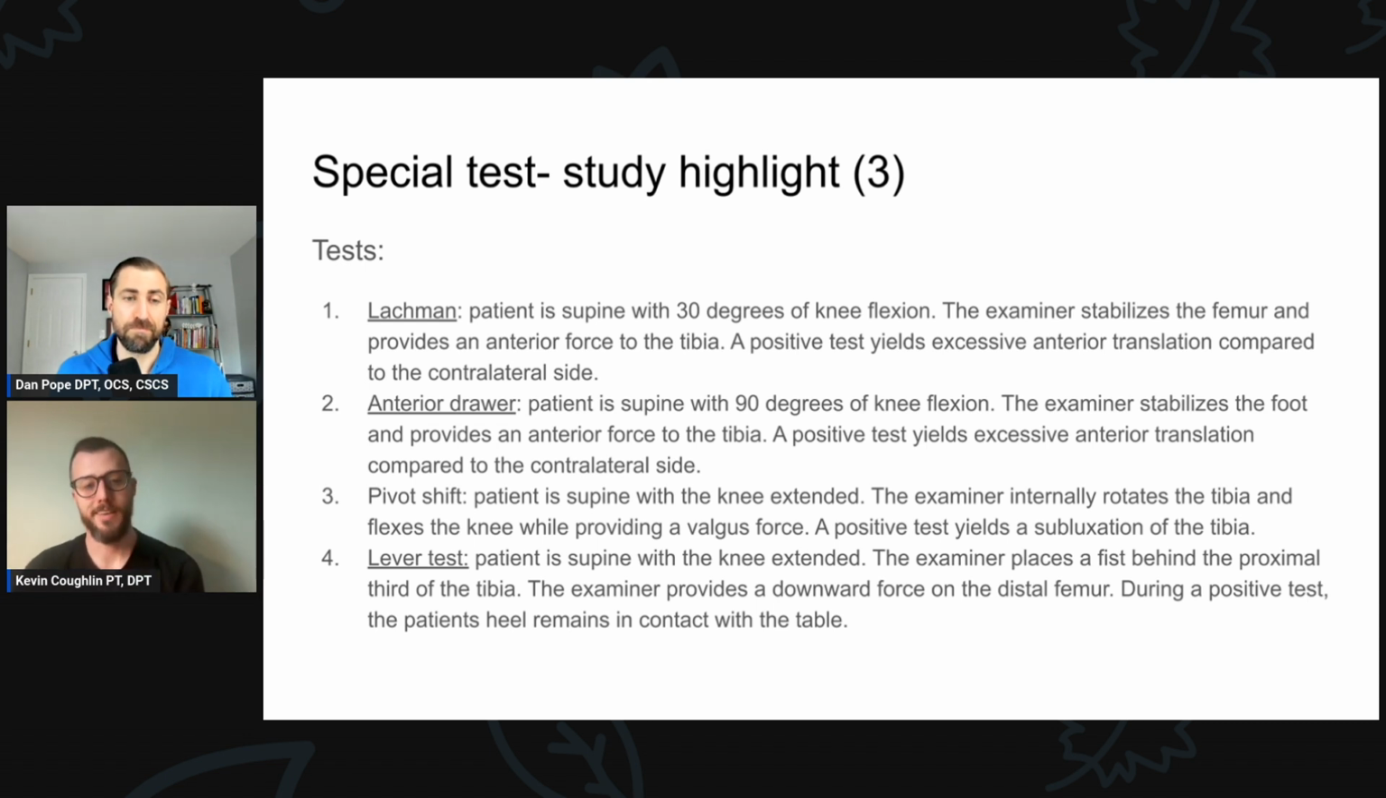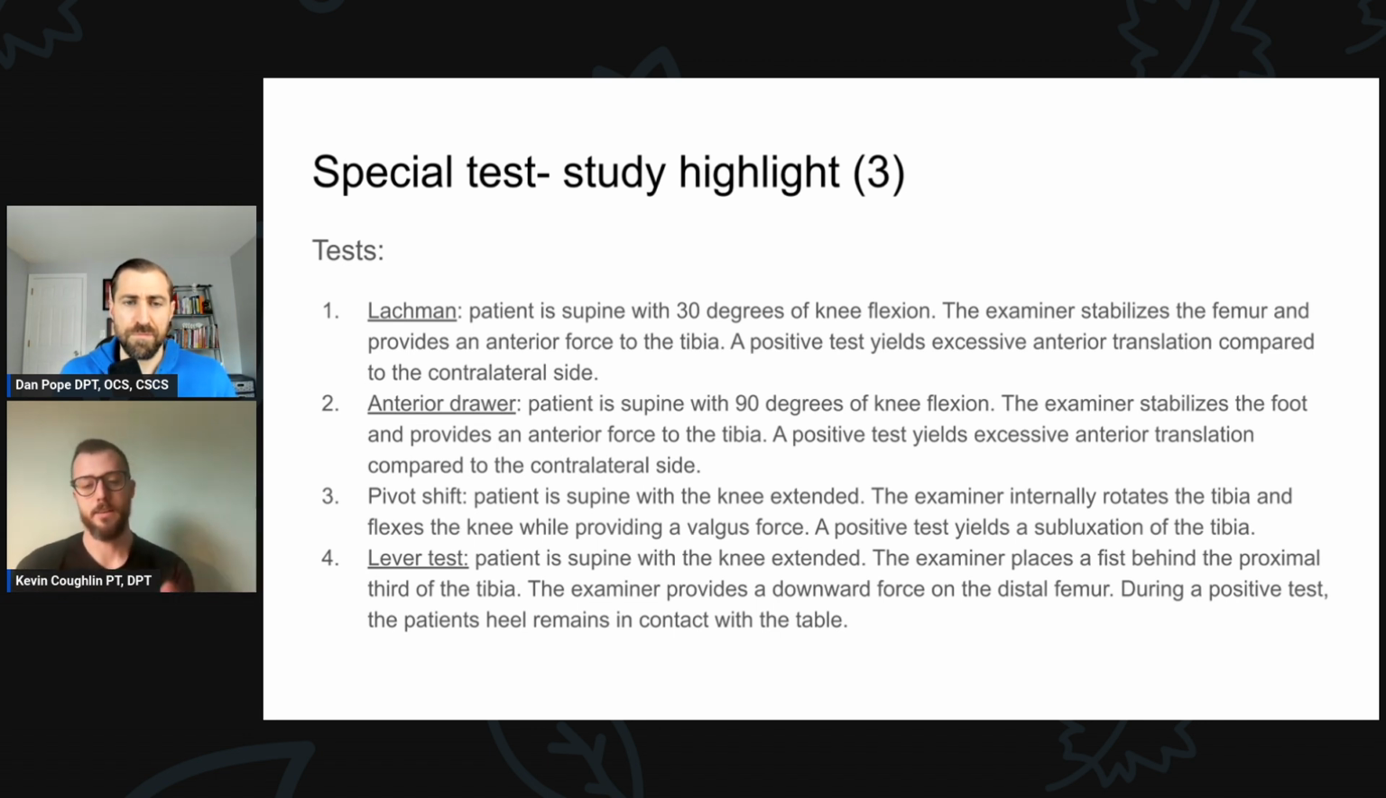So that's the first test that they did. The anterior drawer is performed very similarly, but this time the patient is in supine with the knee flexed to 90 degrees. So that's the same position where you would do a posterior drawer looking at the PCL. Generally, the examiner will sit on the patient's foot to stabilize the lower extremity there. And then they're providing an anterior force to the tibia. Again, they're looking at the amount of anterior tibial translation, and comparing that to the contralateral side.